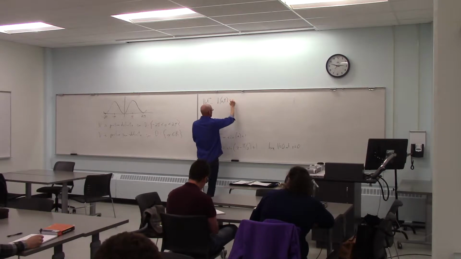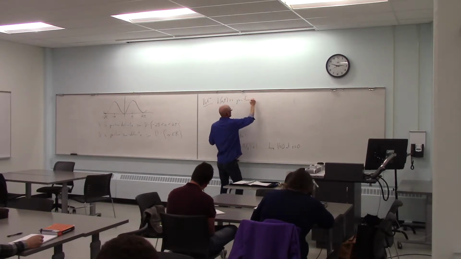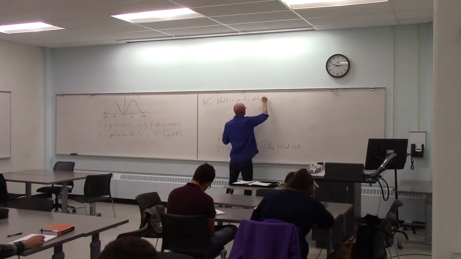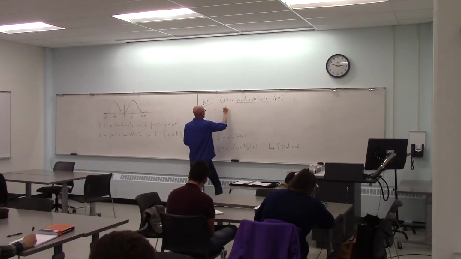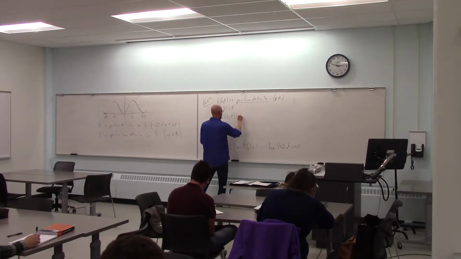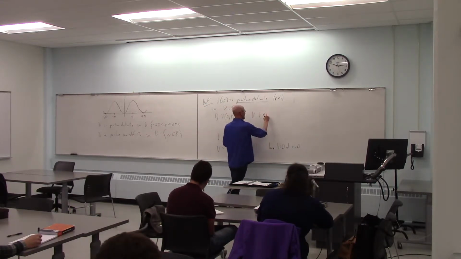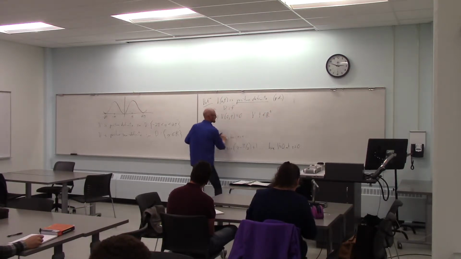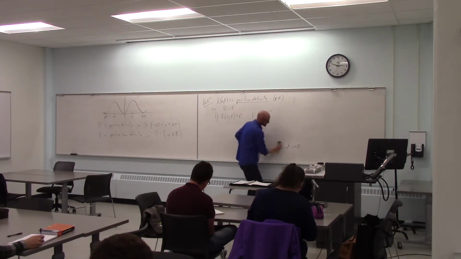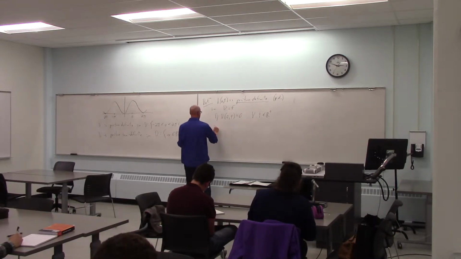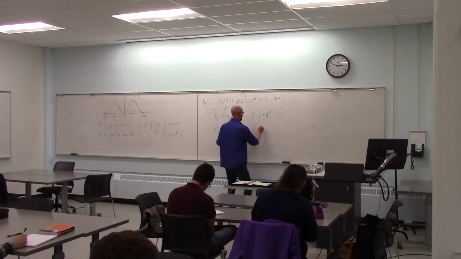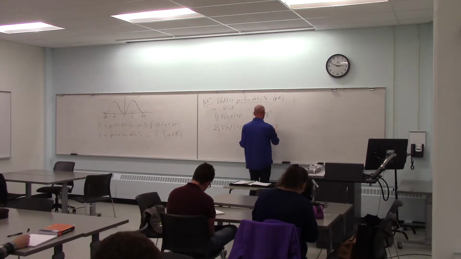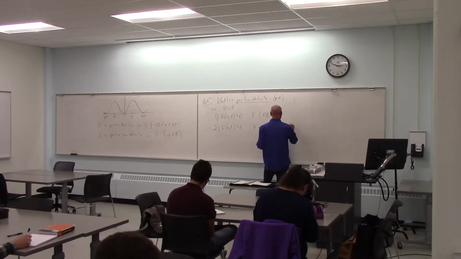V of x and t is positive definite in D if v of 0 and t equals 0 for all t, and v of x and t is greater than 0 for all x not equal to 0, x in D, for all t.